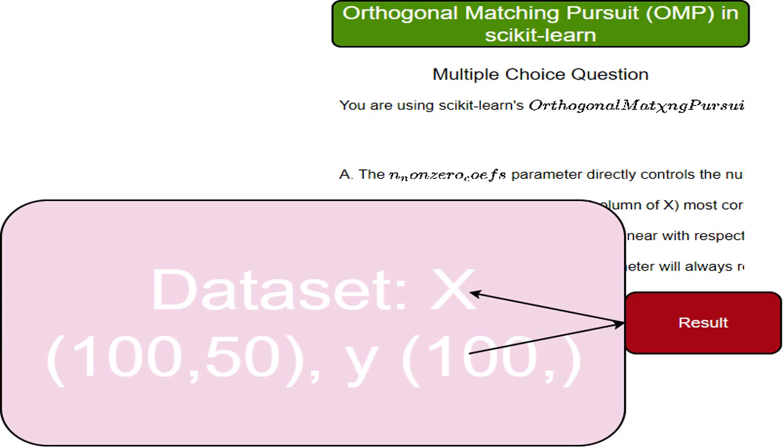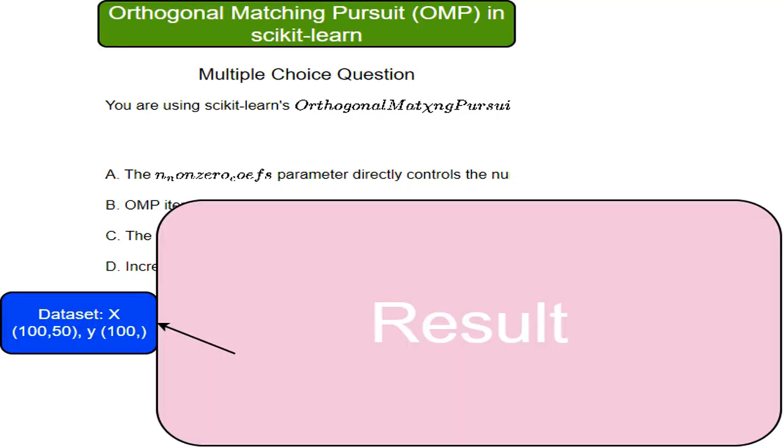I'm working with a dataset. My design matrix, X, has 100 rows, samples, and 50 columns, features. My target signal, Y, represents 100 individual measurements or observations that we are trying to predict. I'm going to use OMP to find a sparse representation of Y using the features in X. The result of my analysis will be to determine which statements about the scikit-learn OMP algorithm are correct. I'll be evaluating the algorithm's behavior, its complexity, and the meaning of parameters in a methodical and rigorous way.